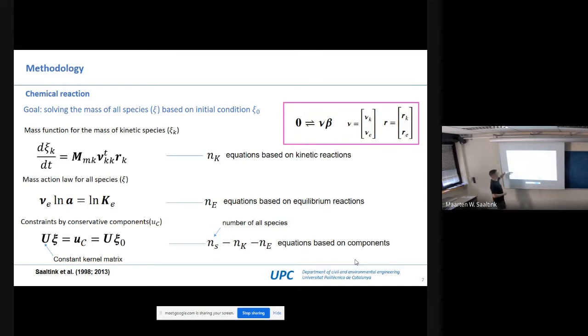So if we have NK kinetic reactions, we have NK equations of this form. Similarly, if we have NE equilibrium reactions, we will have NE equilibrium equations. And I'm not sure if all of you know this form.